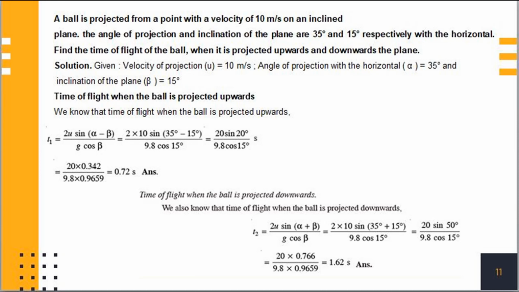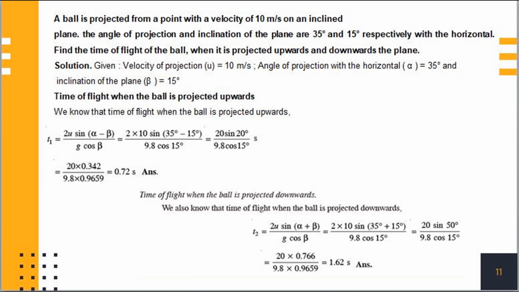In this problem, a ball is projected from a point with a velocity of 10 meters per second on an inclined plane. Therefore, the given entities are velocity of projection U equal to 10 meters per second, angle of projection with the horizontal alpha equal to 35 degrees, and inclination of the plane beta equal to 15 degrees. Now we will find the time of flight when the ball is projected upwards.